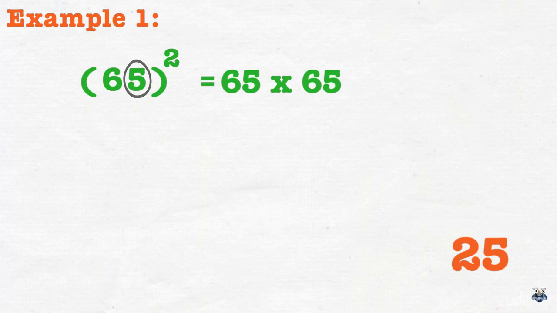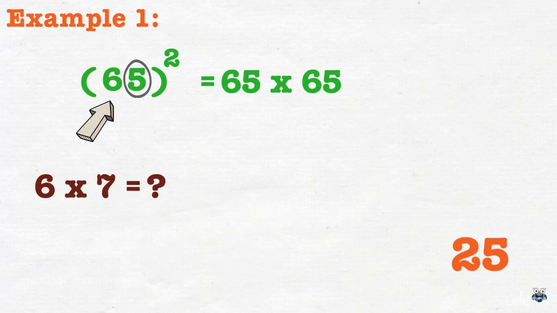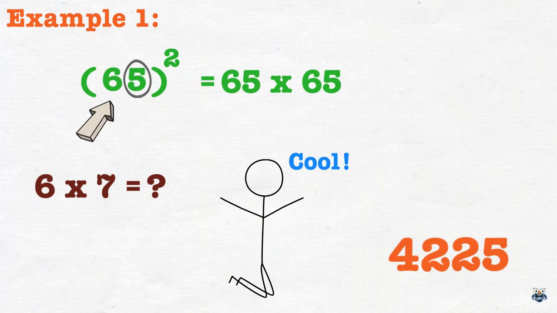In this case, it's just one number and it's 6. What number comes after 6? 7, right? We then find the product of 6 and 7. 6 times 7 is 42. Combining both results, we get 4,225, which is the correct answer.